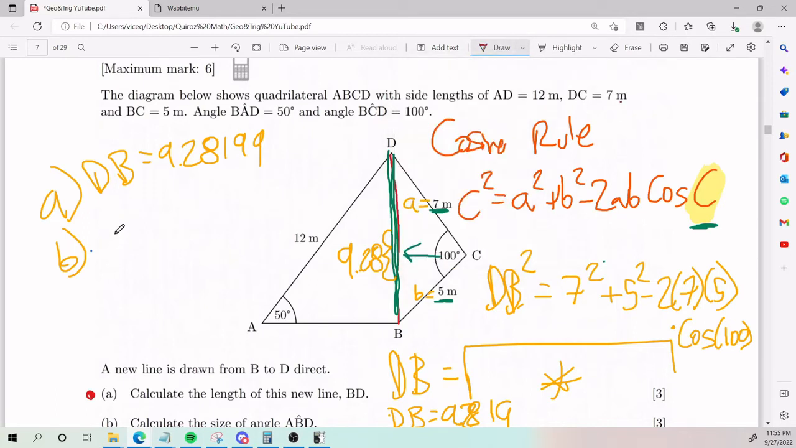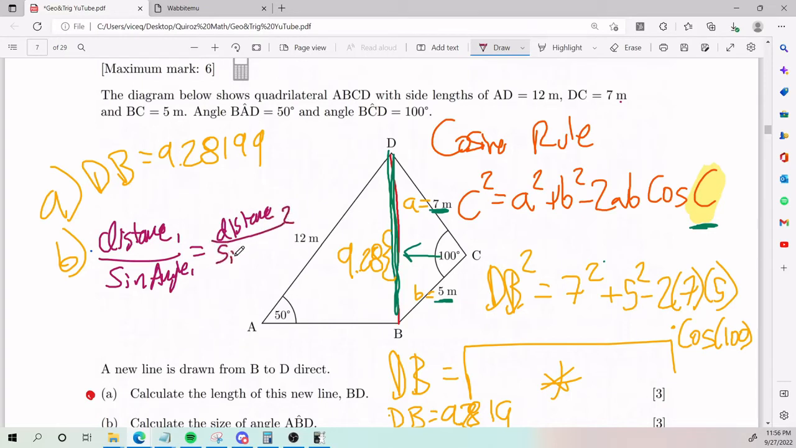So can I apply sine rule here? Sine rule, we had said, was distance 1 divided by sine of angle of that distance, ¿cierto? Equals distance 2 divided by sine angle of that same distance. So let's try to see if we can use sine rule here. This angle is paired with that side, so that is a whole pair. And this angle that we're trying to find has the half pair, this distance. So that means I would be plugging in something like this. I'm only missing one variable. I can use it.